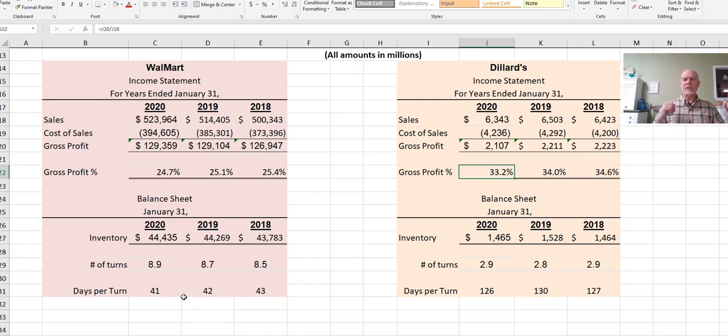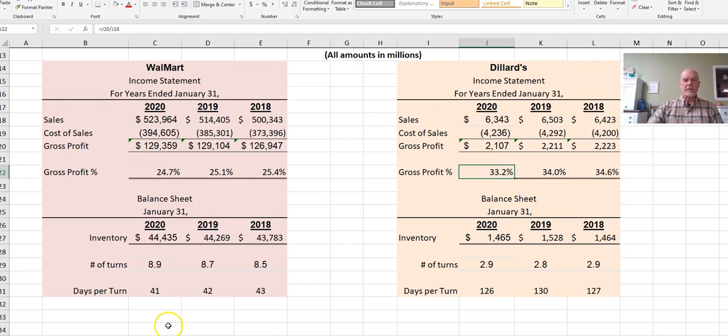So again, it's a completely different strategy. It's all impacted by the pricing, by the inventory management system that they have and how tightly they are controlling that. But it gives a manager an opportunity to focus on where they can make improvements.